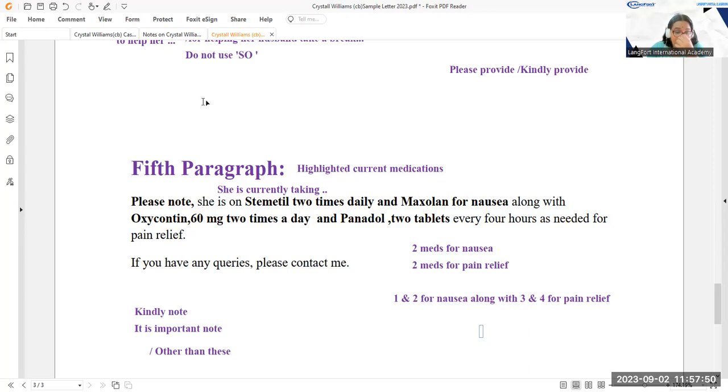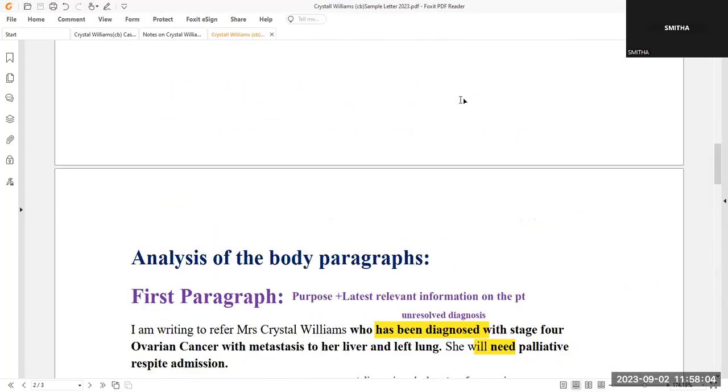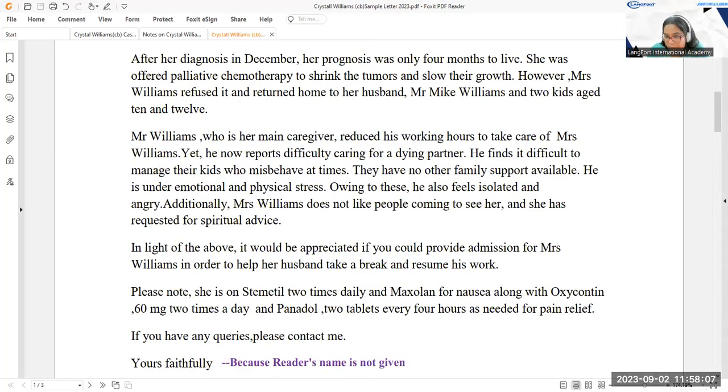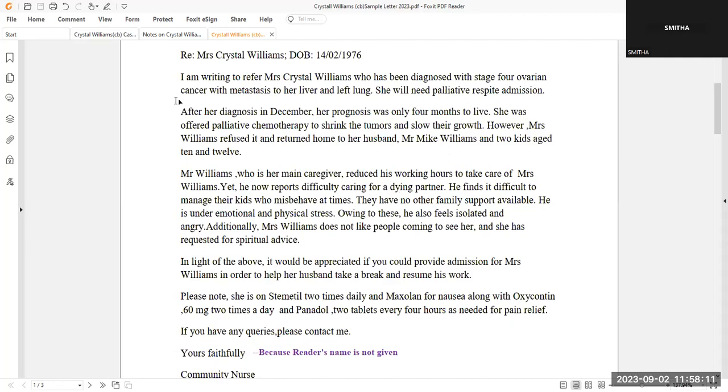Very good letter. This is a very good letter. Palliative care and hospice care are common topics that you get for writing. So go through it. Take a second, go through the sample letter once again and ask me if you have any questions. All of you, come on. Go through the body paragraphs.